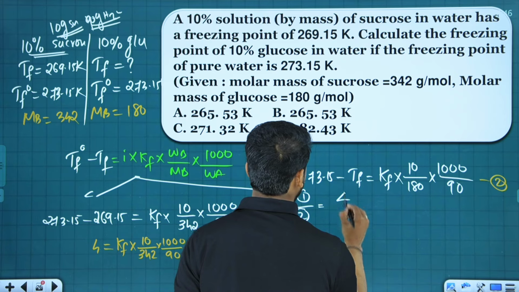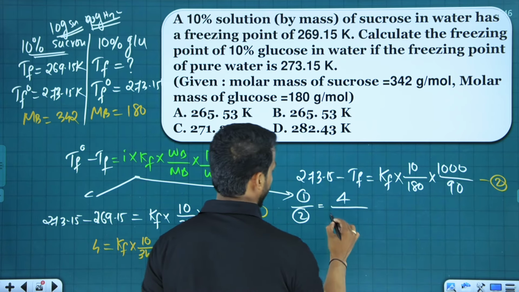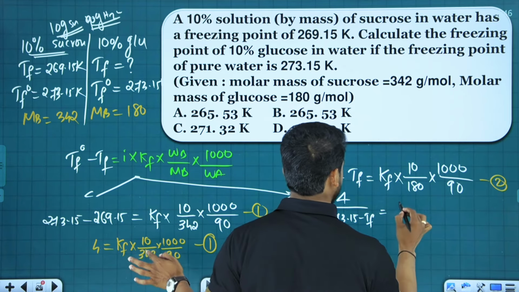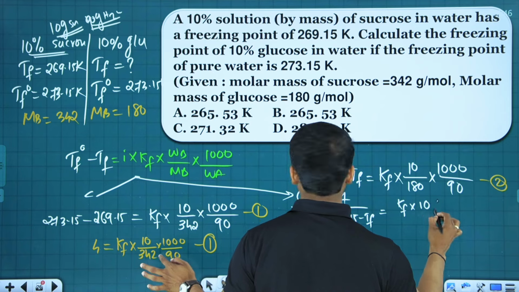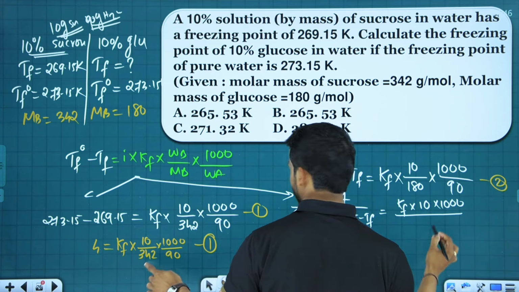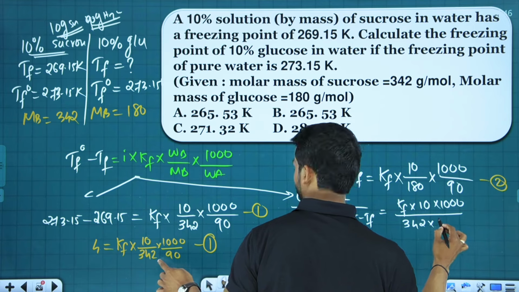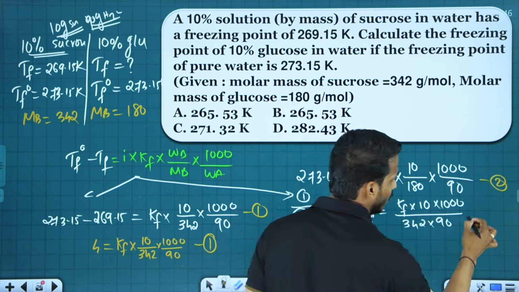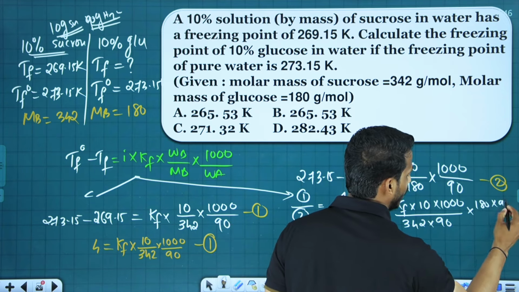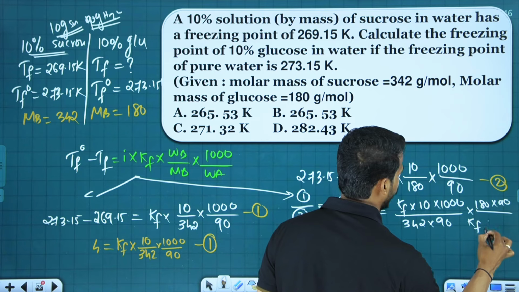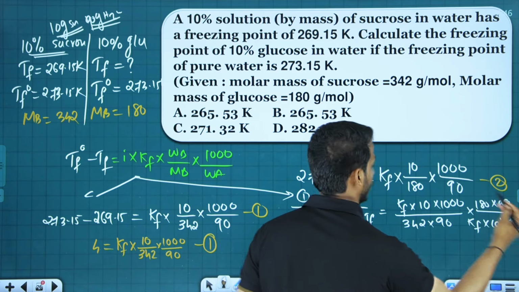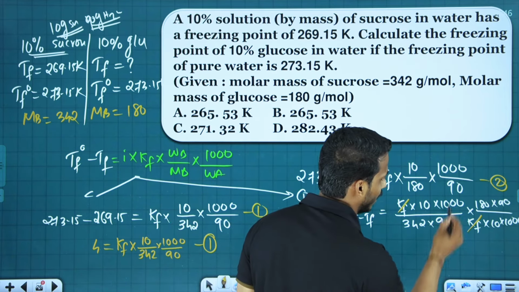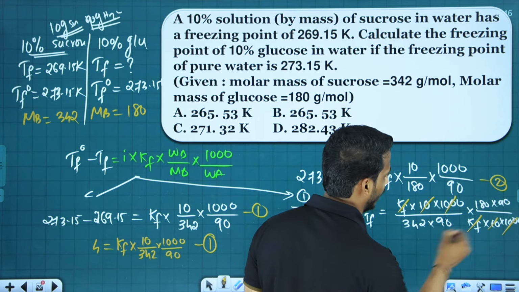So here we have 4 divided by 273.15 minus TF, equal to, on the right side, KF into 10 into 1000 divided by 342 into 90. When you divide, the numerator goes to the other side, so it will be 180 into 90 divided by KF into 10 into 1000. You write slowly. We can cancel KF, 1000, 10 and 10, and 90.